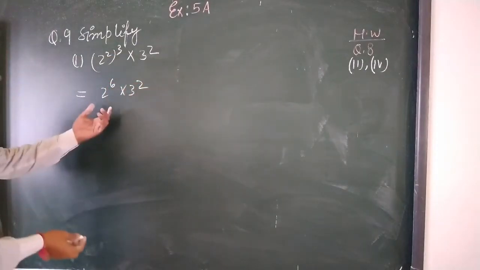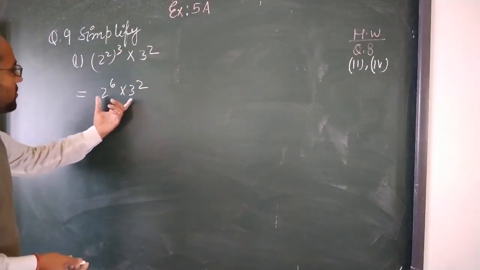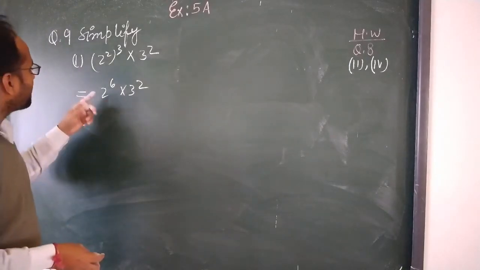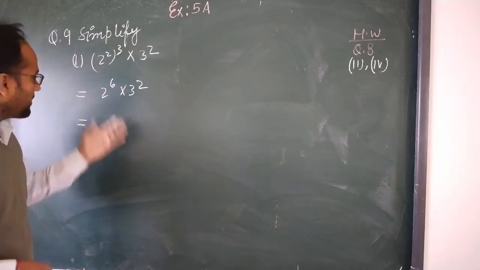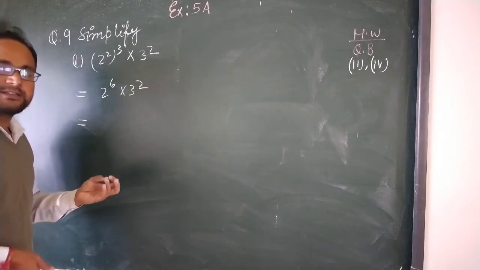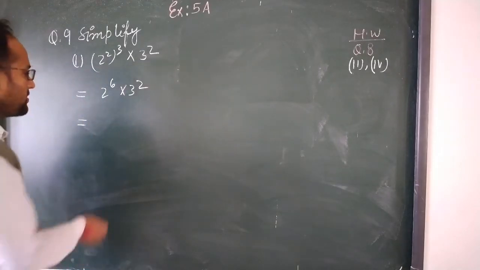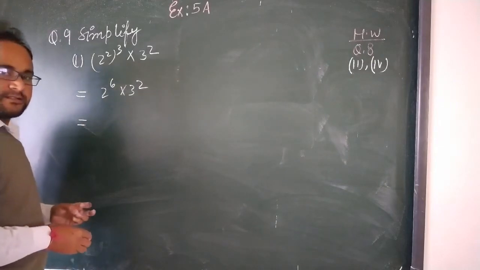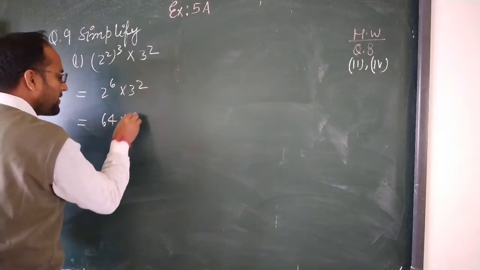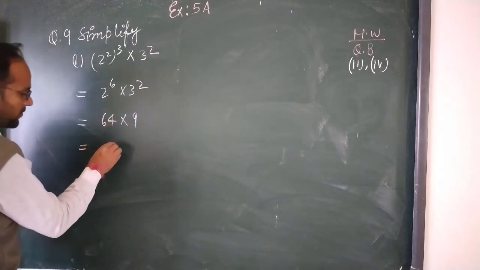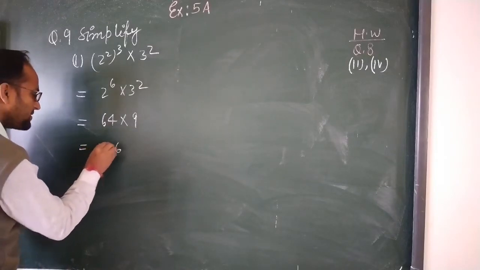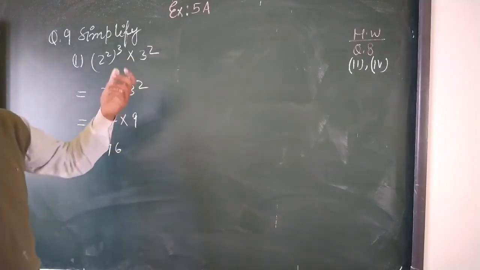Okay, so this is your answer. If you want, you can simplify more. 2 multiplied 6 times: 2, 4, 8, 16, 32, 64. And 3 to the power 2 is 9. You know that 9 4s are 36, 9 5s are 54, 9 7s are 63. You will get this 576.